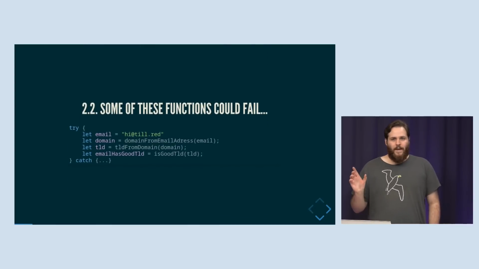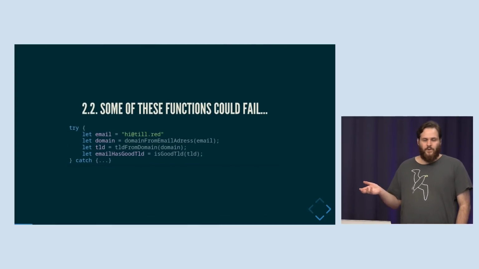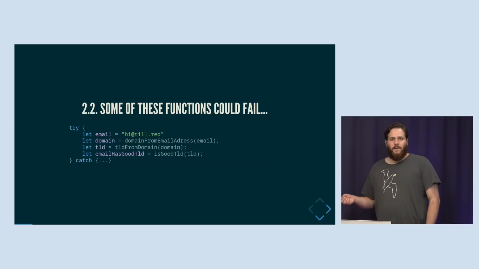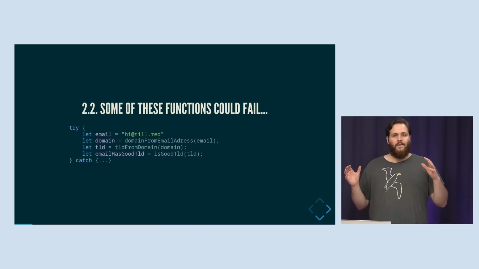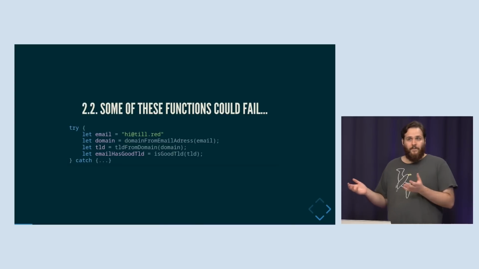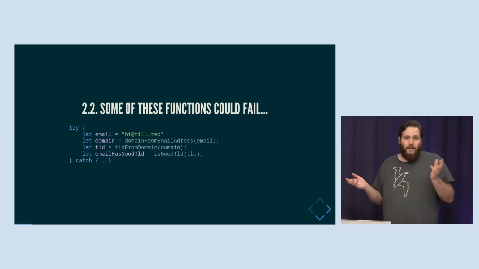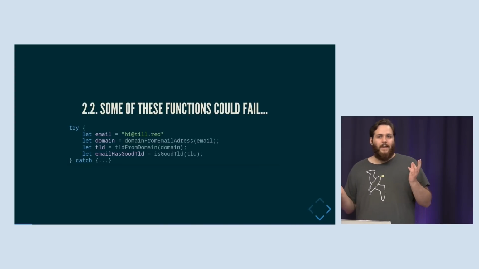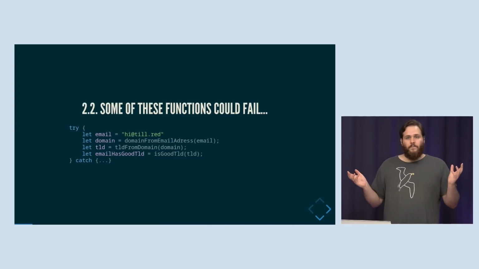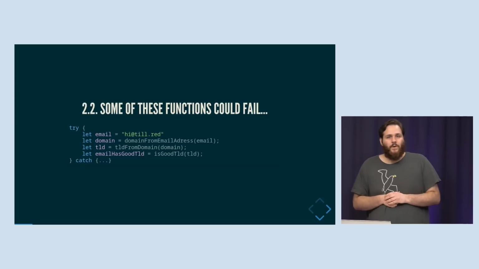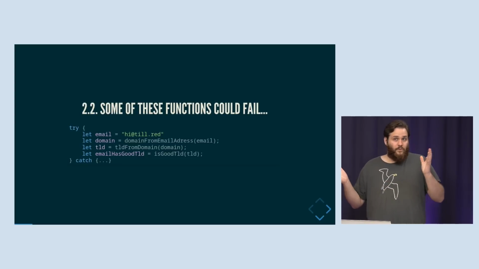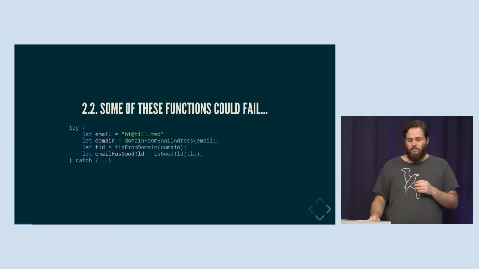There's an issue though, namely some of these functions could fail in theory, right? If we have domain from email address, that is a function that, if the email address is malformed, in this case it's just a string, it could not include an @, could not include a domain, it could just fail. If that is the case, this code wouldn't work. So in this case, I wrapped it in a try-catch. So in theory, now all of these functions could throw something and we could catch it later on.